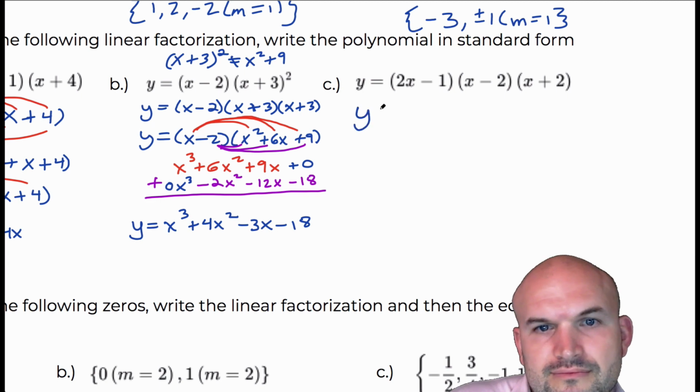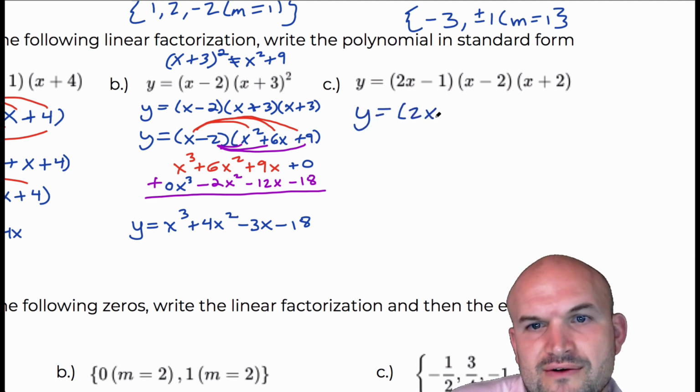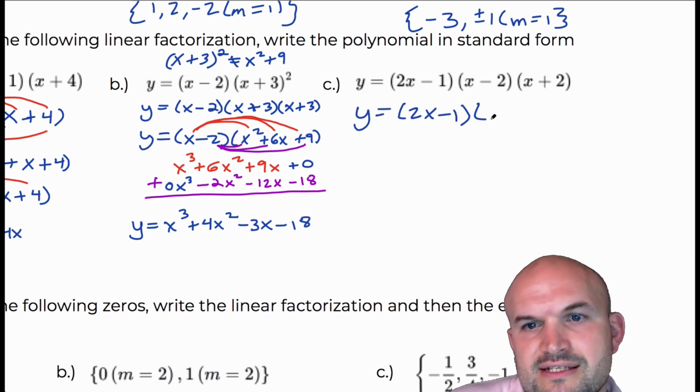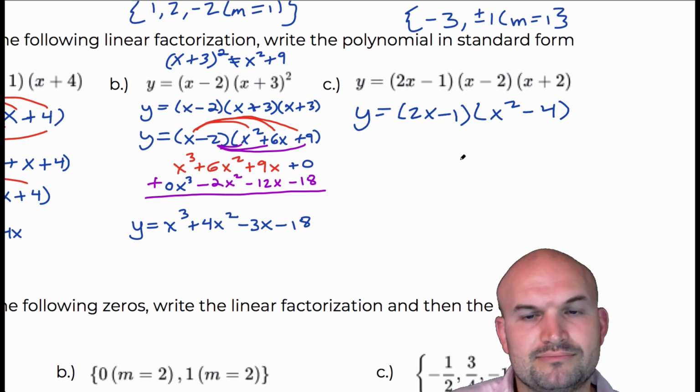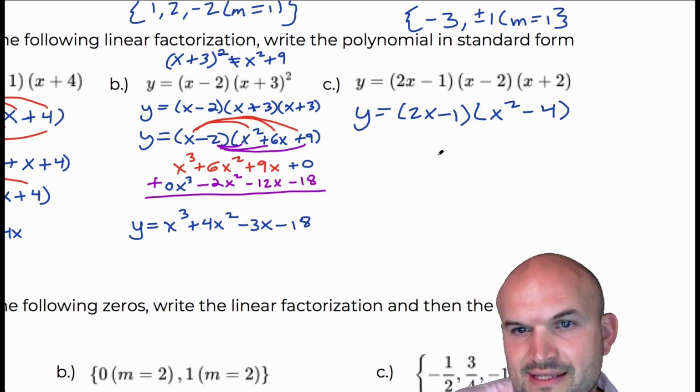So I can kind of quickly multiply those out. Negative 2x minus 1 is going to give me a x squared minus 4. So you could go ahead and multiply this out. There's nothing wrong with that. I am perfectly fine with that. I'm going to show you another method.